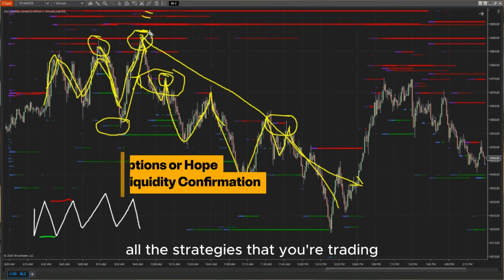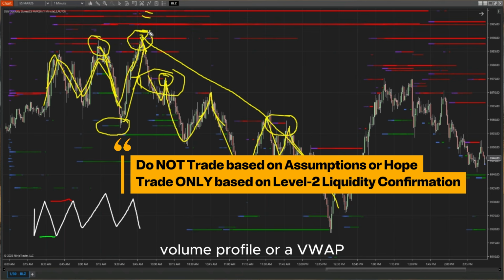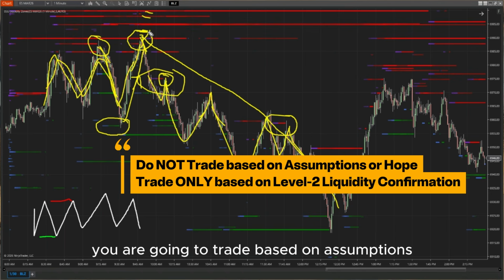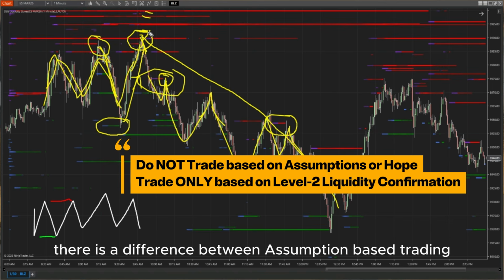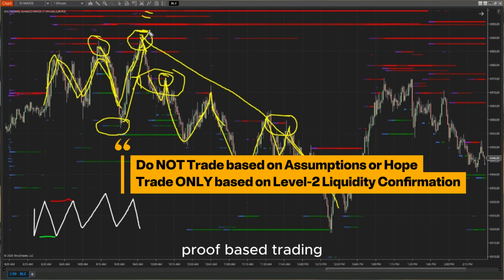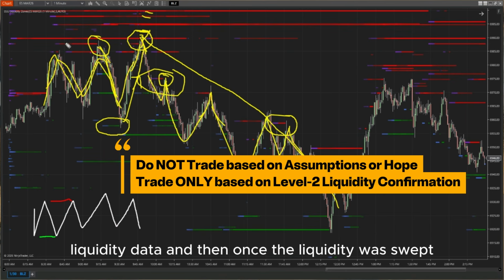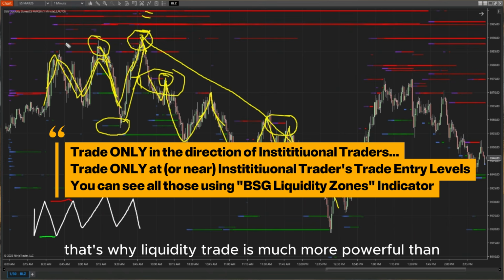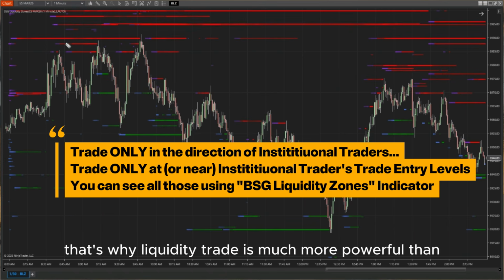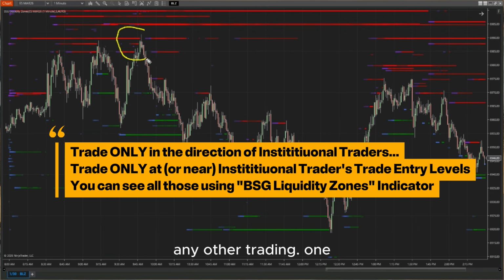All the strategies that you're trading, supply and demand or a volume profile or a wave, you are going to trade based on assumptions. Oh, there's a support because I saw a couple of bounces. It's going to reverse. That's an assumption. There's a difference between assumption-based trading and proof-based trading. The proof is here. We are looking at the real-time order flow liquidity data. And then once the liquidity was swept or liquidity started pushing down, we are taking the trade. That's why liquidity trading is much more powerful than any other trading.